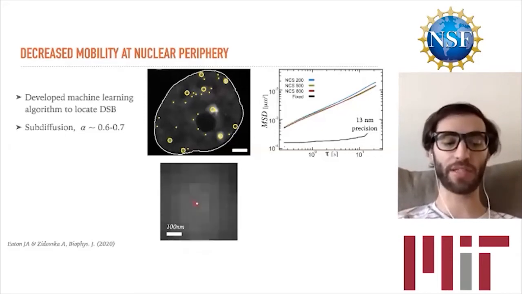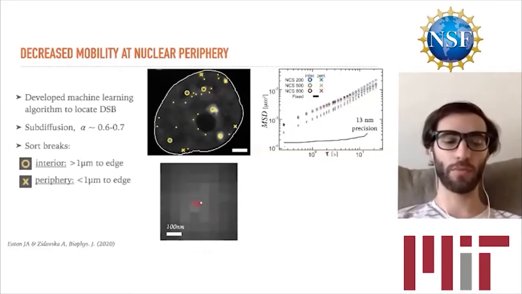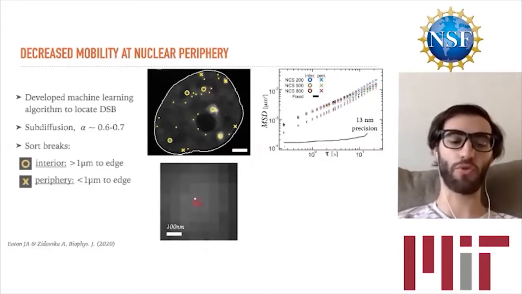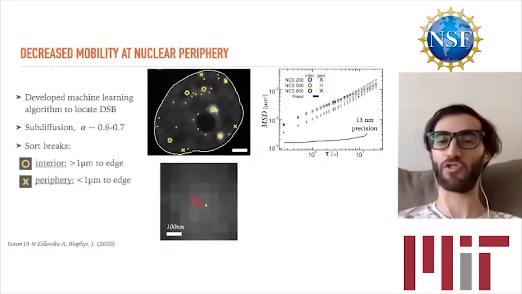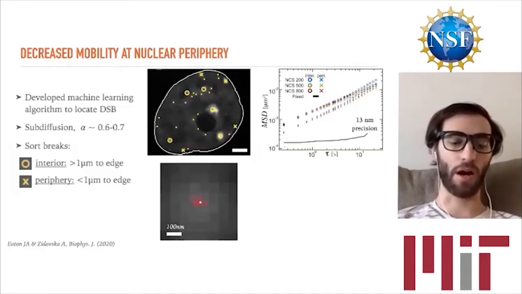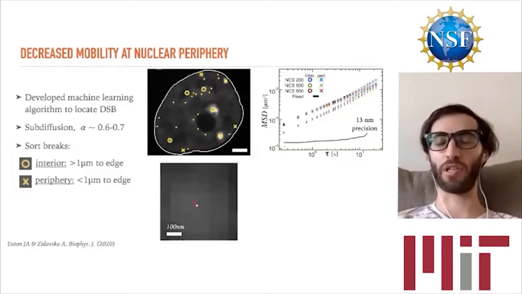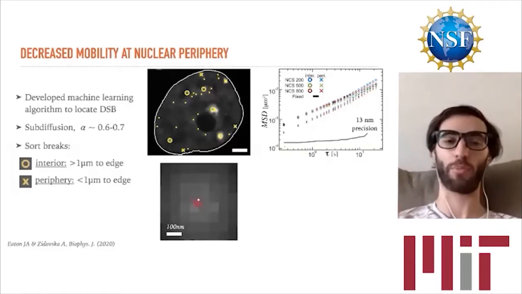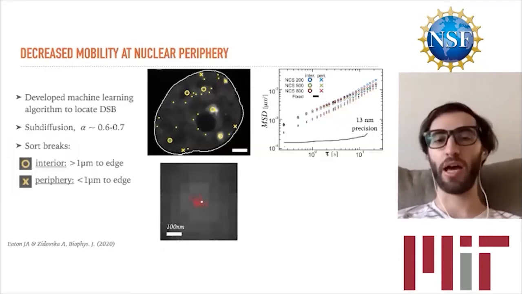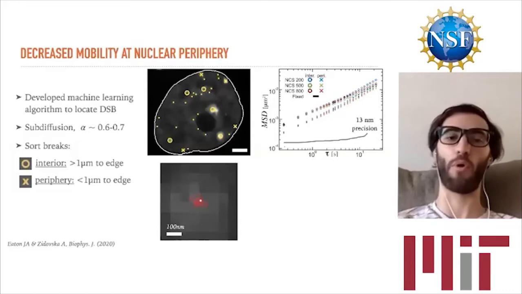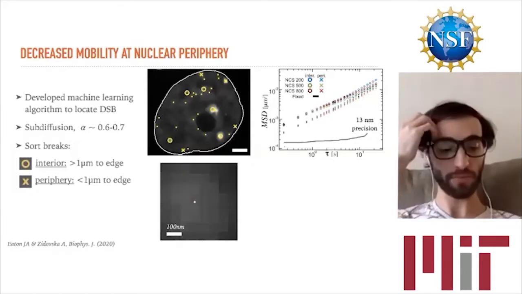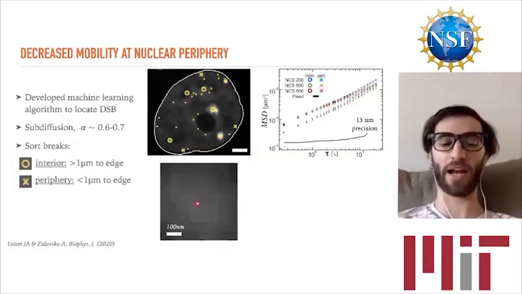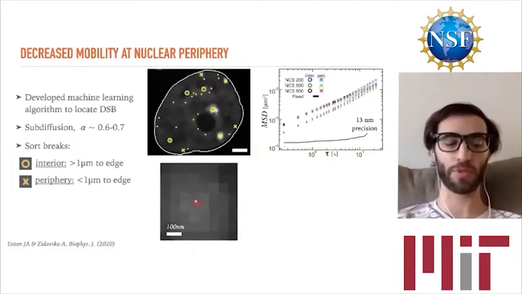And so the next step is we want to sort our breaks into two different categories based on their location inside of the cell nucleus. In one category, we have the periphery. Those are the double-strand breaks that are less than 1 micron from the nuclear edge, the nuclear periphery. And in the other category, we have the breaks in the nuclear interior, and those are double-strand break foci that are more than 1 micron from the nuclear edge. After dividing, we see this really dramatic difference in mobility between these two different groups.